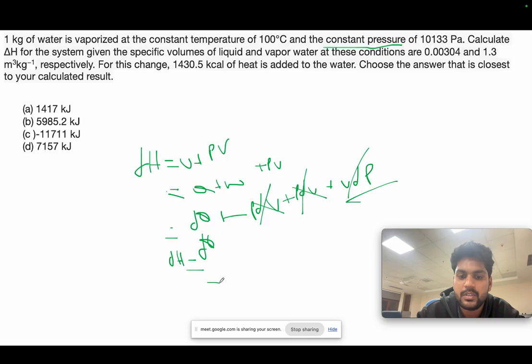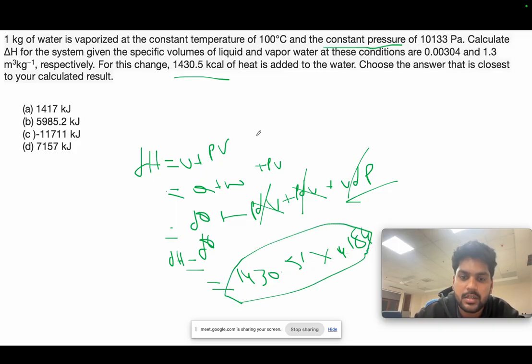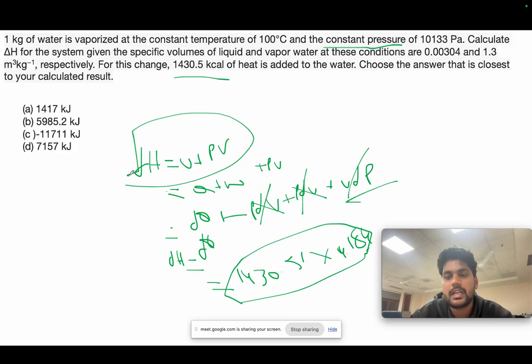So the given q value is 1430.5 kilocalorie. Now you can convert it by multiplying with 4.184, and you will get the answer in joules. Now is it clear? I got confused. Yes, I understood. If you have any doubts regarding the concept, you can ask me.